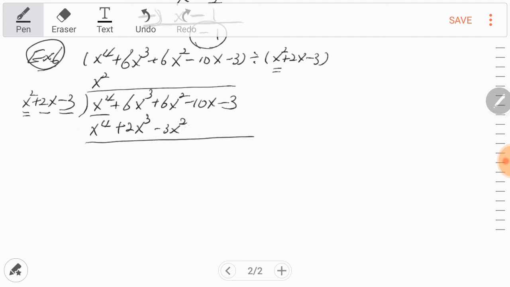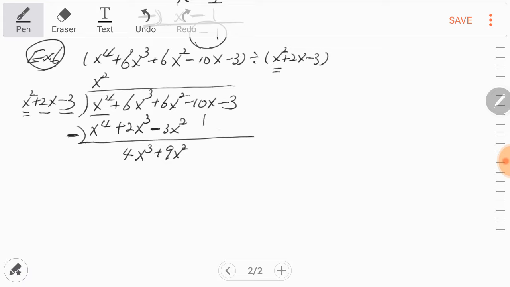And then subtract, top minus bottom. Top minus bottom. So x cubed cancels out. 6 minus 2 is 4x cubed. 6 plus 3, multiply negative 3 by negative. So 6 plus 3 is 9x squared.